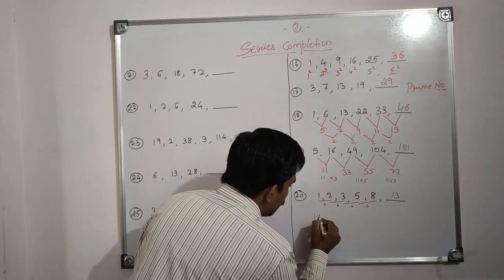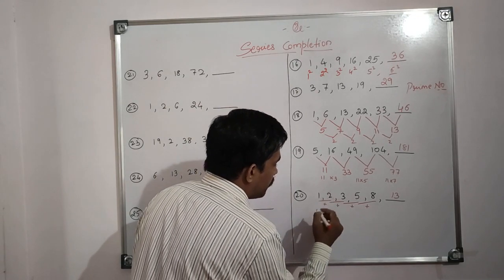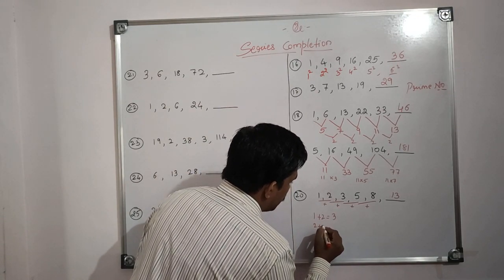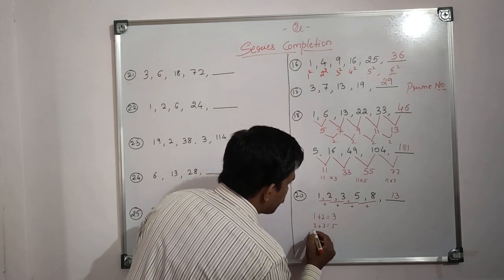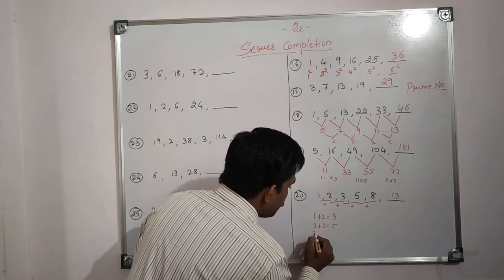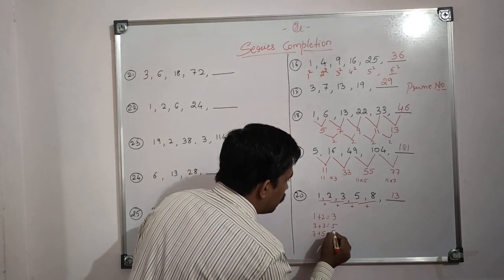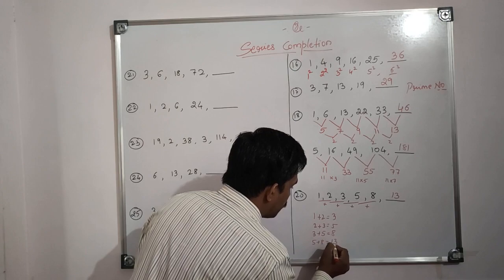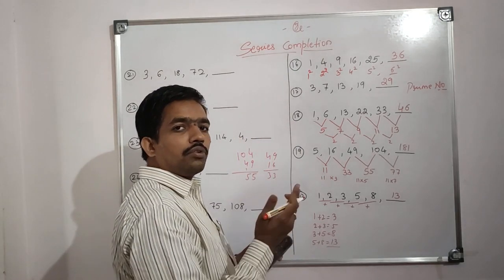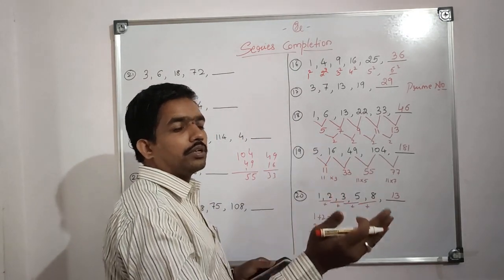It means 1 plus 2 equals 3. Then this 2 plus 3 equals 5, our next number. And then 3 plus 5 equals 8. Then 5 plus 8 equals 13. So we have to add our previous numbers to get the next number.